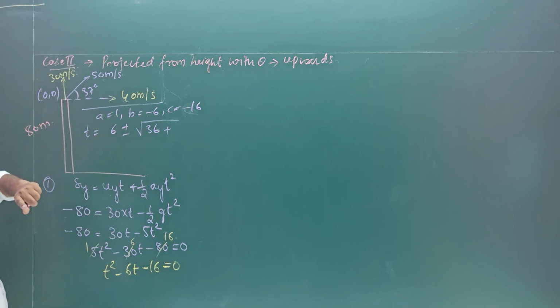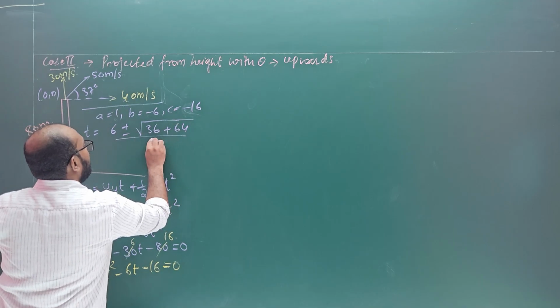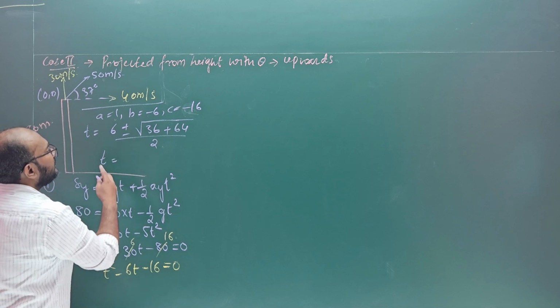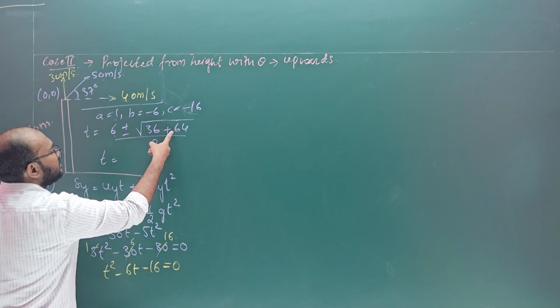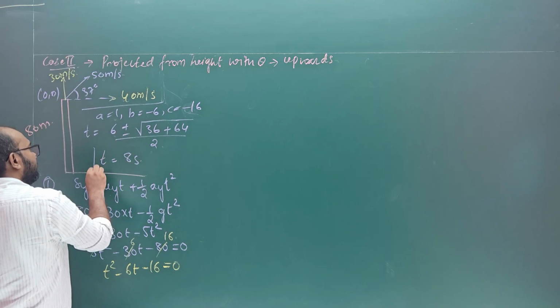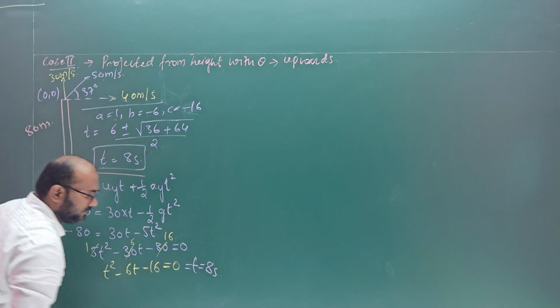4 into 16 is 64, so this becomes under the root of 100 upon 2. That means T is nothing but 6 plus 10, divided by 2, 16 by 2, that is 8 seconds. So the time of flight we got is T equals 8 seconds.